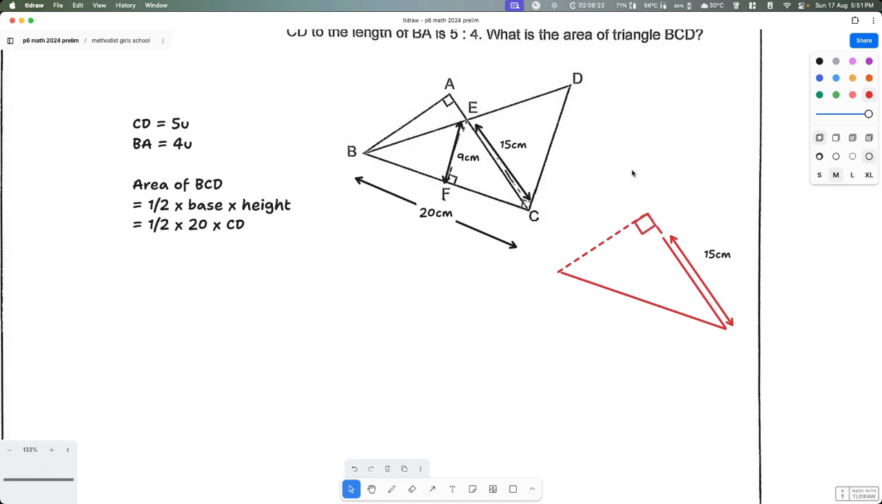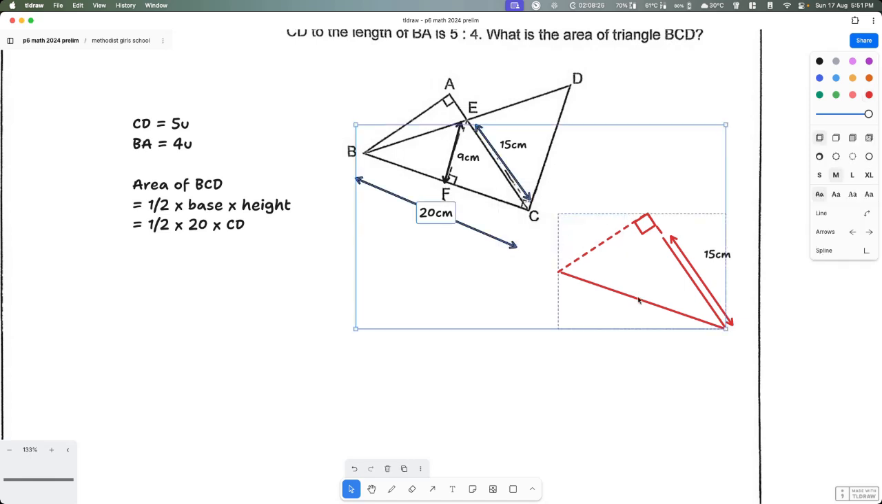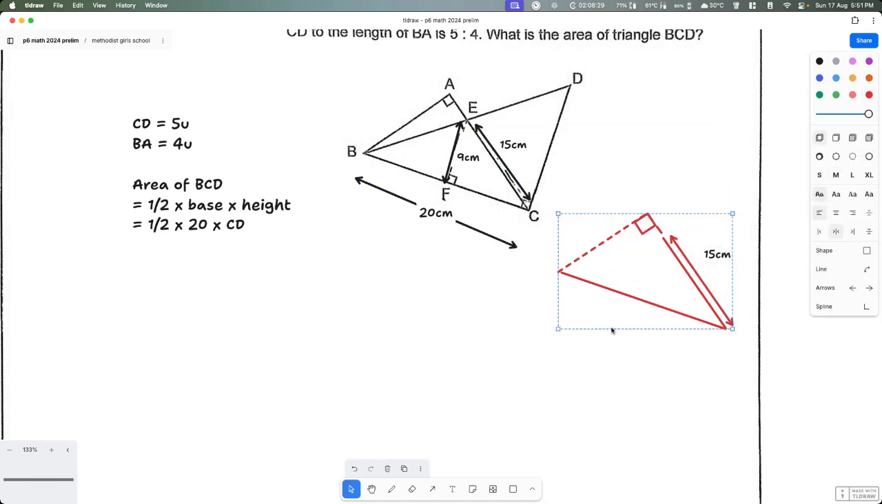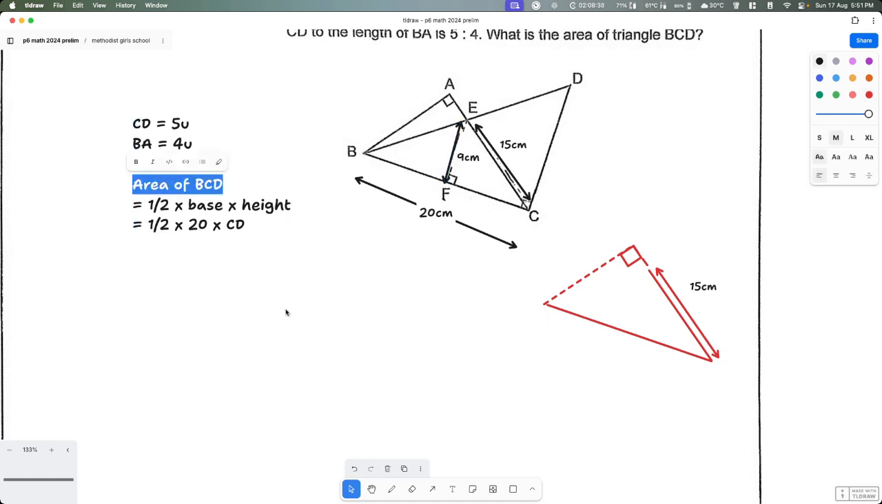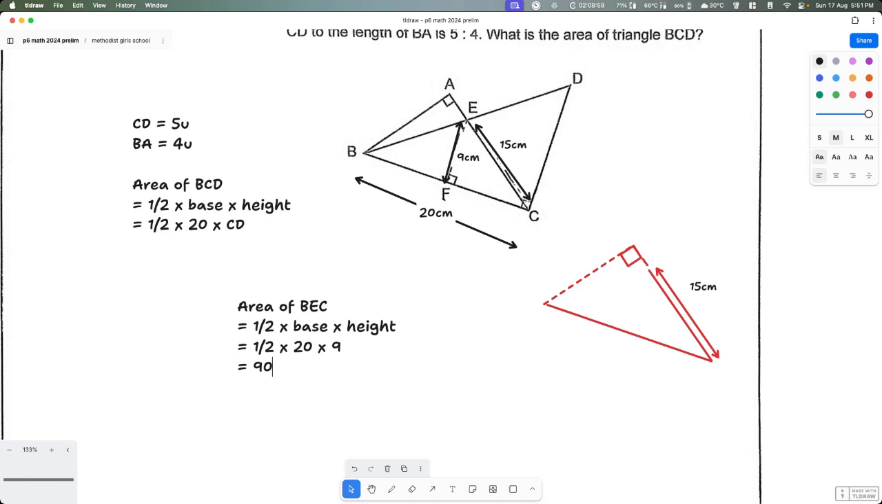So in essence, let me just group this again. This whole thing is the same area as BEC. So area of BEC is equal to half times base times height, which in this case is half times base 20 times height 9. So this is simple, 90 centimeter square.